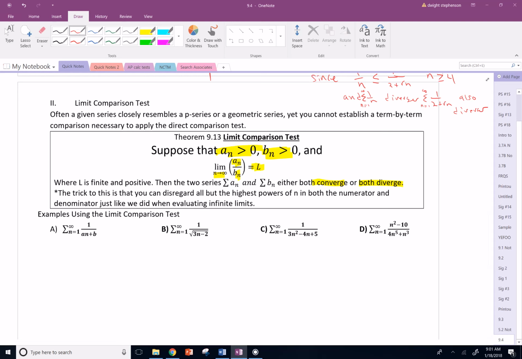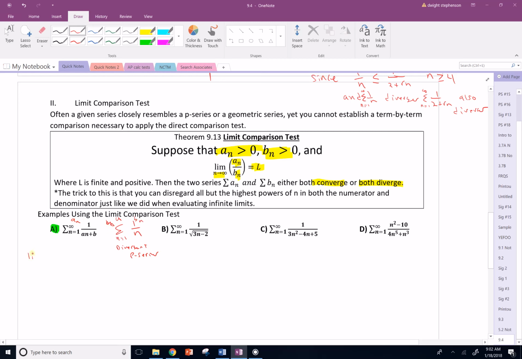Let's just try this, right? So let's look at this one, number one, and let's think about, well, what's a similar series? A similar series is the sum from n equals 1 to infinity of 1 over n. If you just eliminate the a and the b, you get 1 over n, which is a divergent p-series. It's the harmonic series, which is divergent. So you could call this a_n, and this one could be b_n.